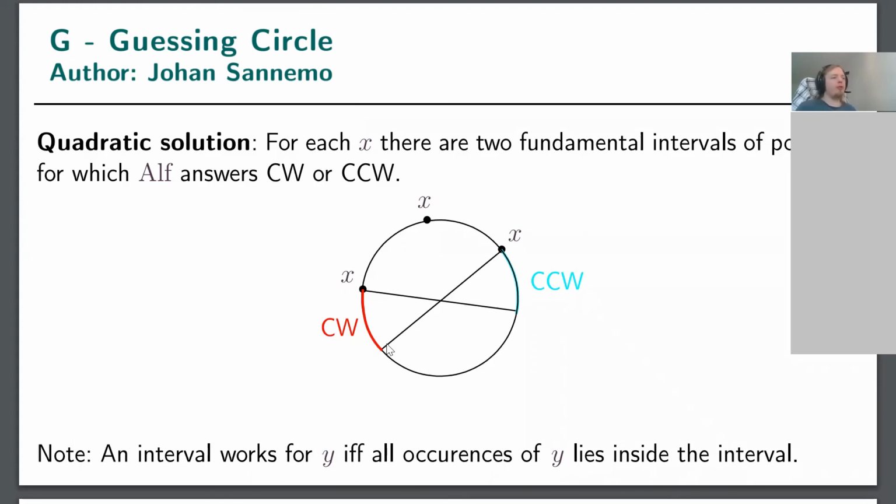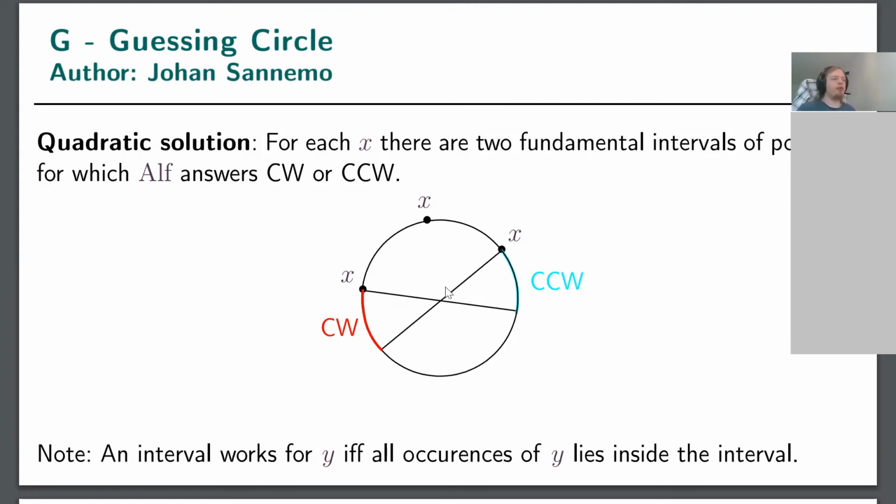Okay, so what exactly is the test then? For which y will alpha be forced to answer clockwise? The test is that all of the y's on the circle must lie inside this interval. Only if that happens will alpha be forced to answer clockwise. Likewise, if and only if all the y's lie inside this counterclockwise interval will he answer counterclockwise and be forced to answer it.